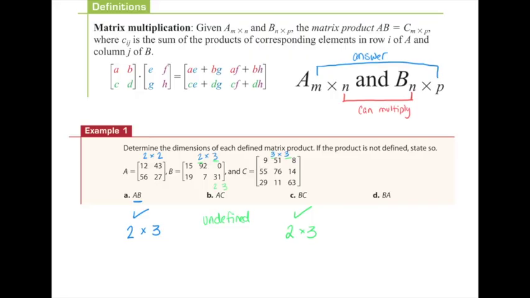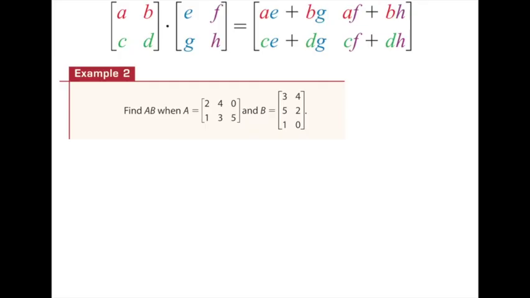The number of columns in B is 3. The number of rows in A is 2. So while I could multiply A times B, I cannot multiply B times A. This is going to be undefined. So order does matter with matrices. Your columns from your first have to match your rows from your second. All right? Now let's look at how we actually multiply.